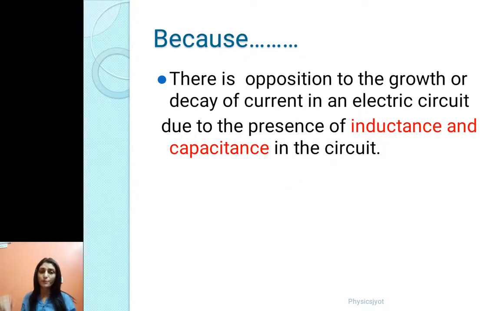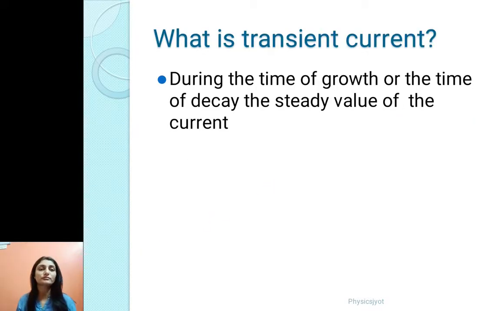There is opposition to the growth or decay of current in an electric circuit because of two components. One is inductance and second is capacitance, and that is the reason why current does not reach its steady value or reach zero value instantaneously. During the time of growth or the time of decay, whatever is the value of current, that is called the transient current in the circuit.